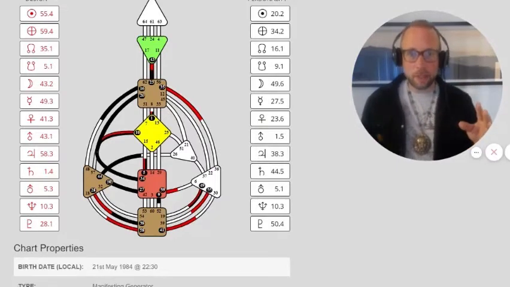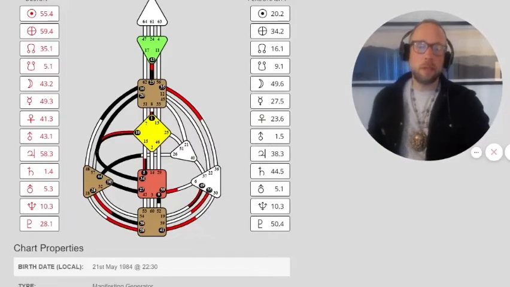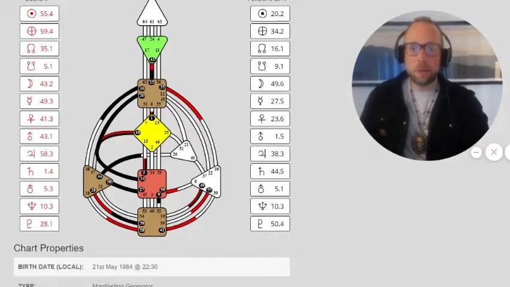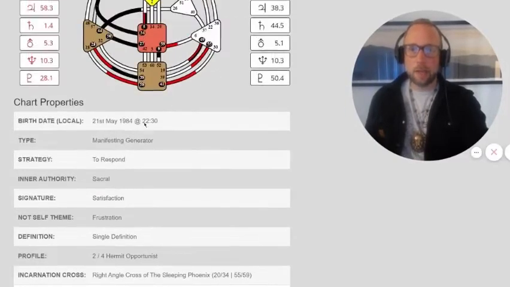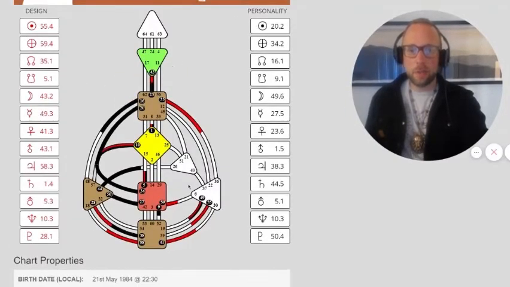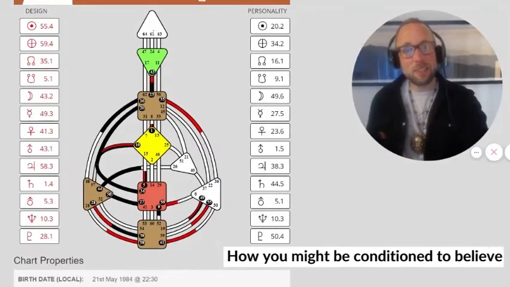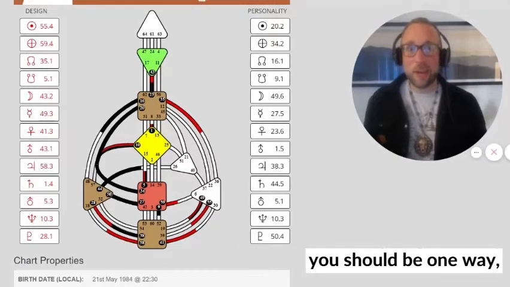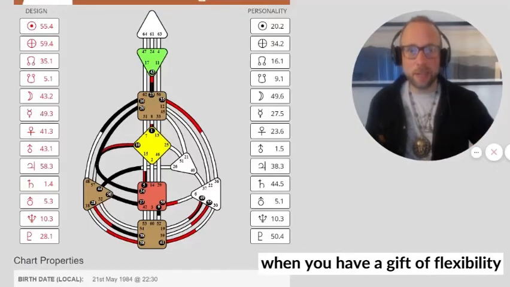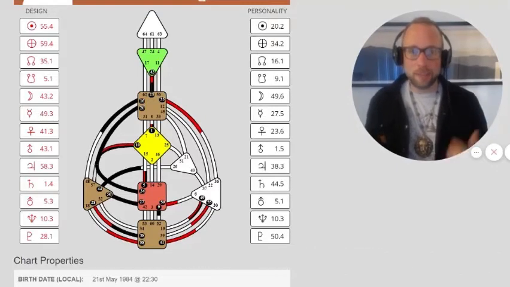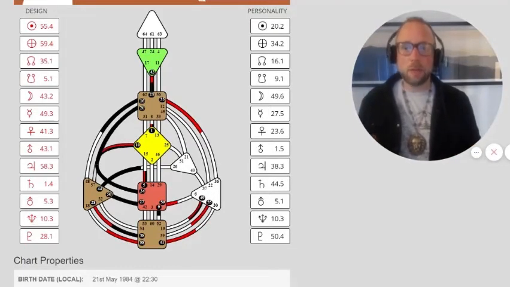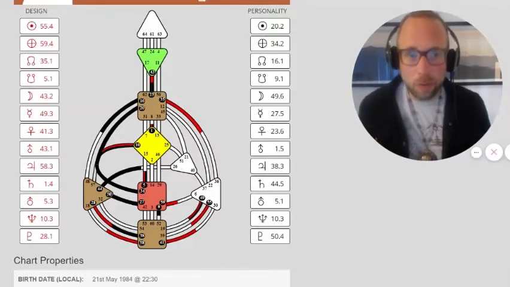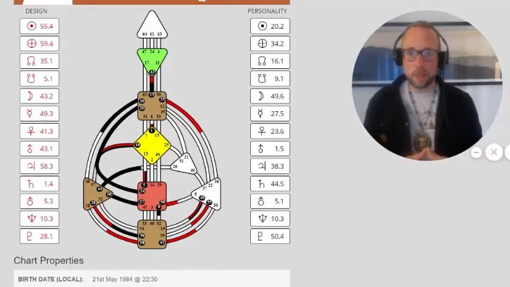We're not going to go into each open center in this video, but I really want you to get a feel, when you look at your chart, to explore the theme of the center, and then explore how, if it's open in your chart, you might be conditioned to believe you should be one way when actually you have a gift of flexibility of being a lot of different ways and sampling what works, understanding what does and doesn't work, and then being a guide for others, really having this flexible, amazing approach to life in these areas.